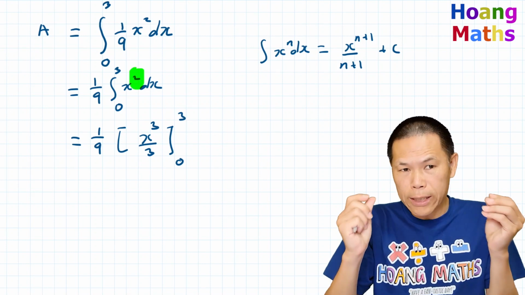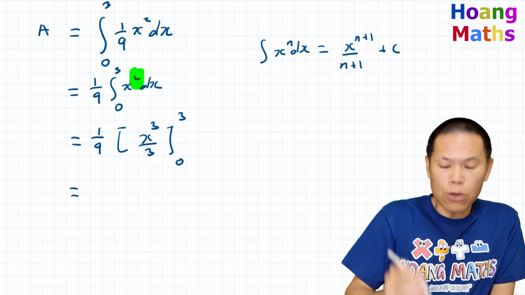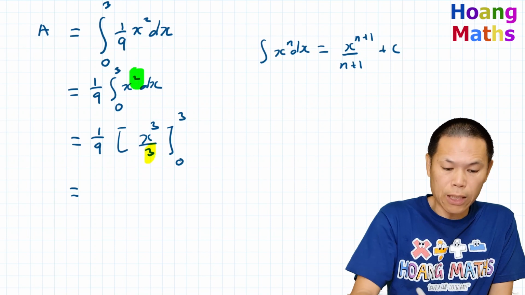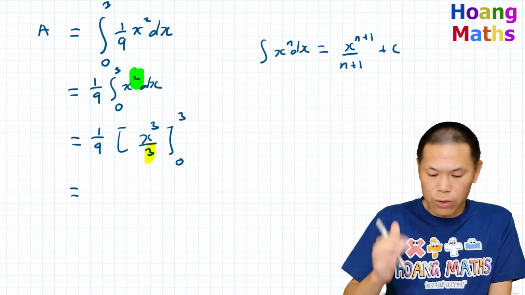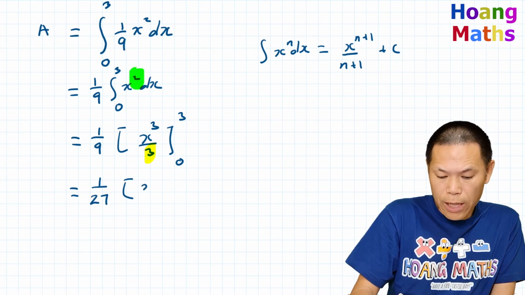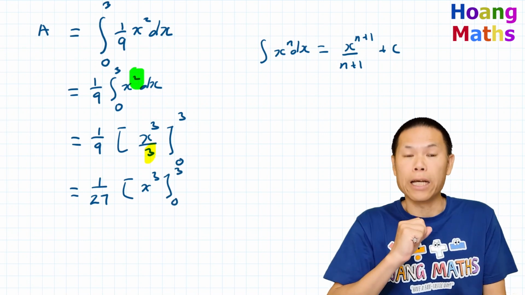Now, to work it out more easily, I take a third out. So 1 over 9 times 1/3, because there is a 3 underneath, so we take 1/3 out. 1/3 times 1 over 9 gives me 1 over 27. So x to the power 3, from 0 to 3. It's just easier, that's all.